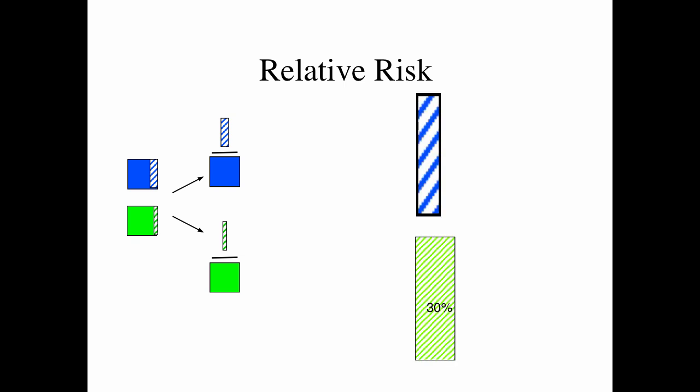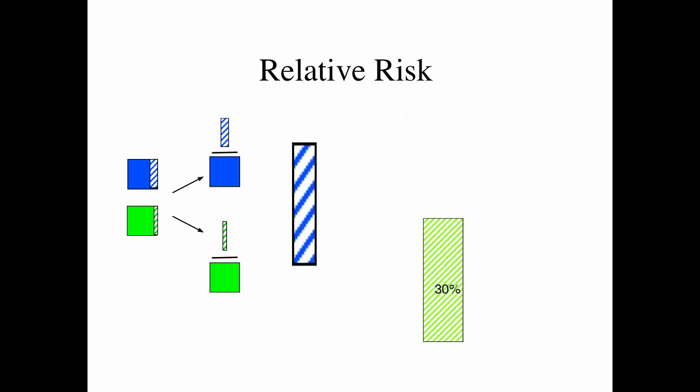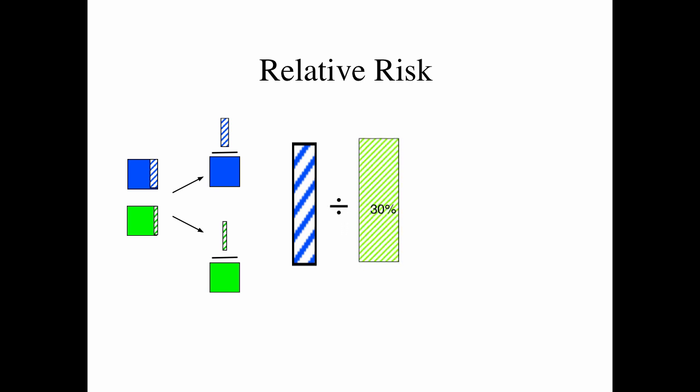Let's see how this is calculated. We go back to our two groups. We've calculated the event rates by dividing the number who suffered the event by the number in the group. And we've ended up with these two event rates, 20% and 30%. This is the EER and this is the CER. The relative risk is very easy. It's just one divided by the other. And in this case, 20% divided by 30% gives us that number there.